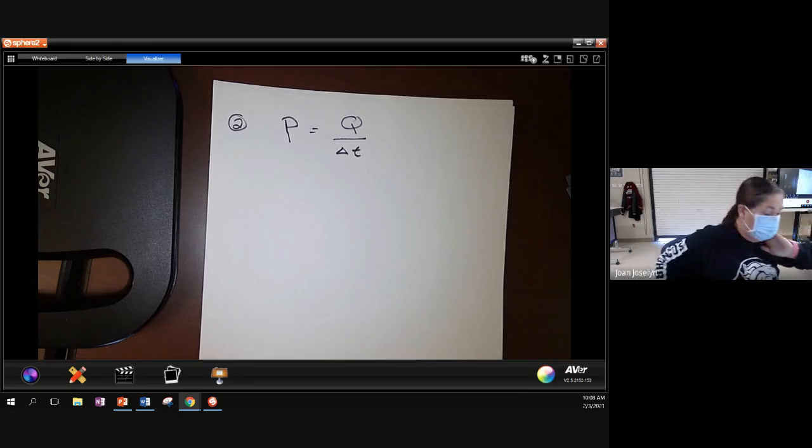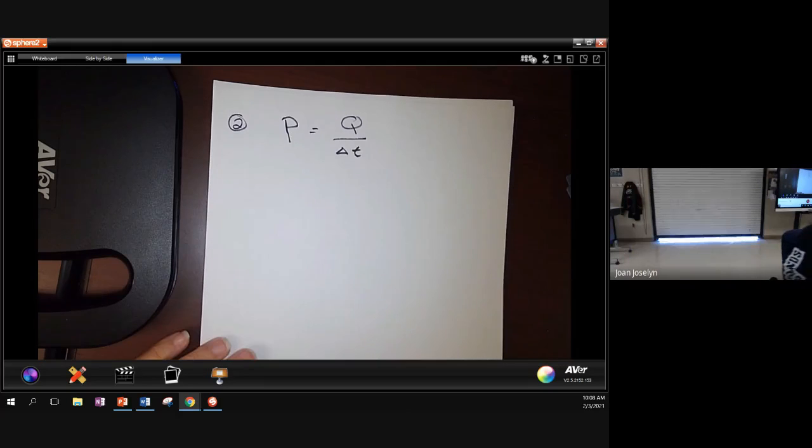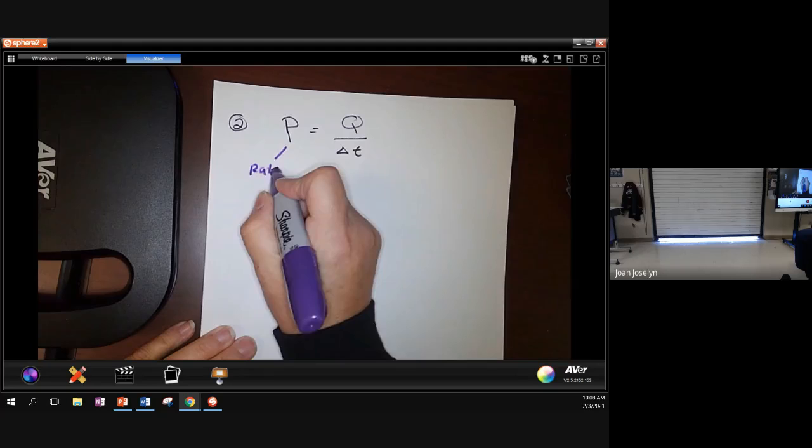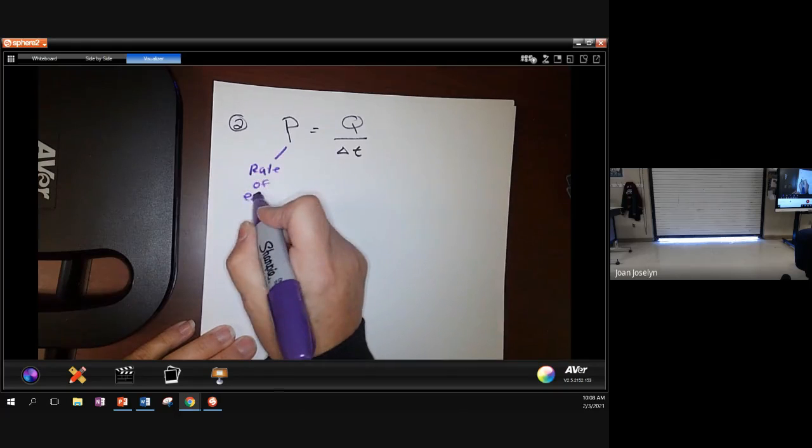It'll be good. So P would be power, but we're going to call it the rate of energy transfer.